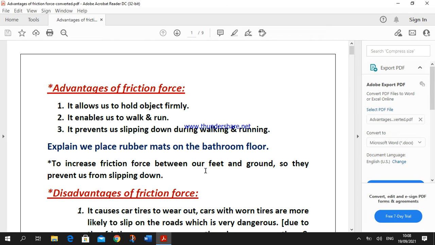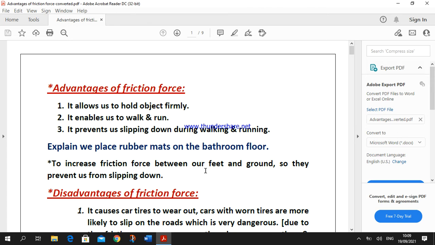We can control ourselves on rough surfaces. Factor number two: the mass of the moving object. By increasing the mass of the moving object, the friction force increases, and by decreasing the mass, the friction force decreases. So there is a direct relation between the mass of the moving object and the friction force.